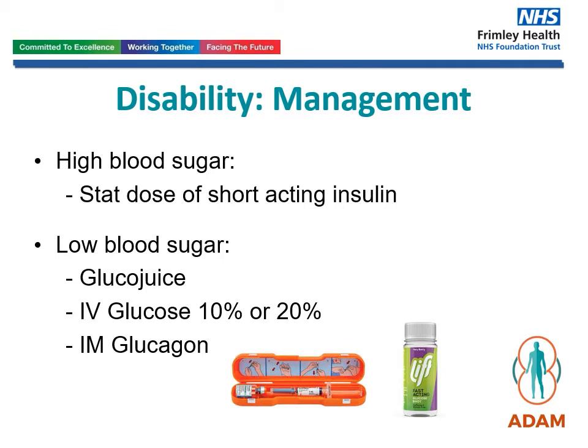If the patient is unconscious and has IV access, then IV glucose can be given. Either 200 ml of 10% glucose or 100 ml of 20% glucose can be given. However, should the patient not have IV access, then 1 milligram of glucagon can be given intramuscularly. These can all be found in your clinical area's hypo box with a flowchart on the lid for reference.